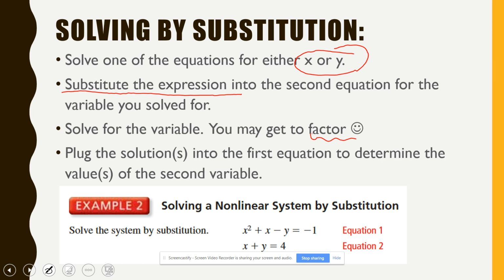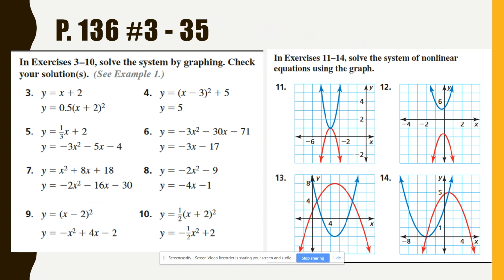So we have our two equations here, for example 2. We have equation 1, which is our nonlinear, and we know that because of the x squared. And then our linear equation is x plus y is equal to 4. So I'm going to solve the bottom equation for y. I'm going to subtract x over here to get y alone, and I have y is equal to 4 minus x.